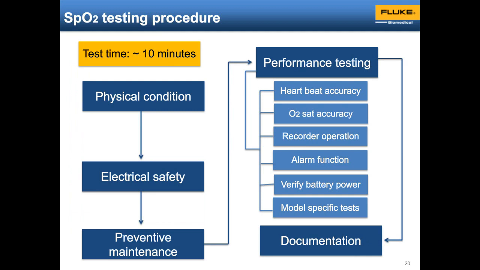A typical test procedure for a standalone SpO2 device not integrated into a larger patient monitor would take about 10 minutes. The first thing we do is look at the physical condition: cracks in the cables, cracks in the case, any mechanical wear and tear. We then conduct electrical safety in accordance with the relevant standards. We would then do any other preventive maintenance or cleaning as called for in the service manual. And then we perform testing specific to SpO2: heartbeat accuracy, O2 sats, recorder operation if there is one, alarms, battery, and any other tests that are called out in the service manual. And then we document the test.